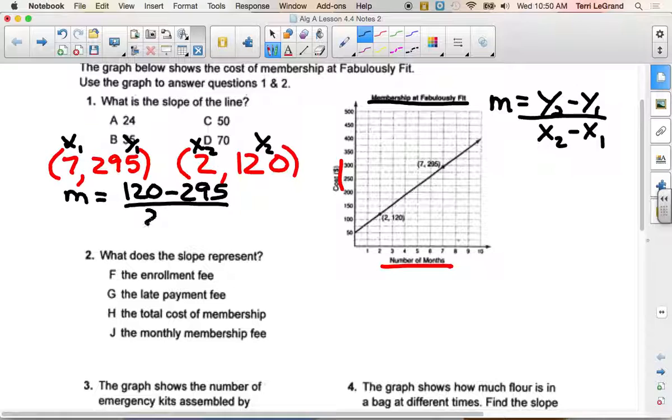Our x sub 2 is 2. Our x sub 1 is 7. Well, couldn't we switch? We could reverse that order, couldn't we? That would have been smarter. But if you were working ahead and you did do that, that's totally cool. We should still all get the same slope, right?